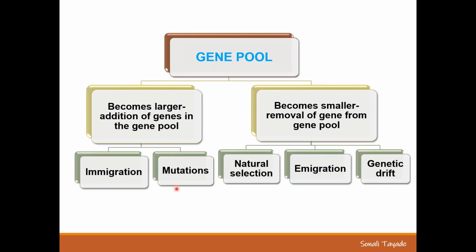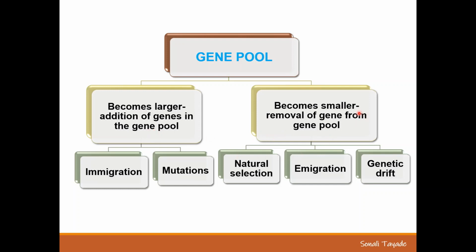Mutation is a sudden genetic change which is responsible for the production of new genes, and these new genes spread into the gene pool by sexual reproduction. So in this way, new genes are added into the gene pool. As a result, the size of the gene pool increases.